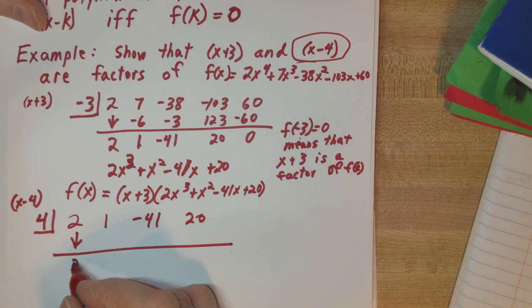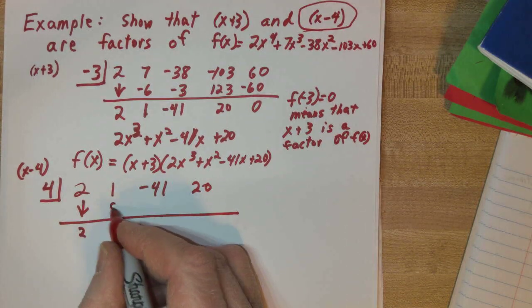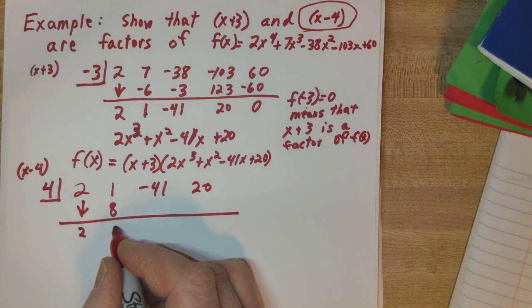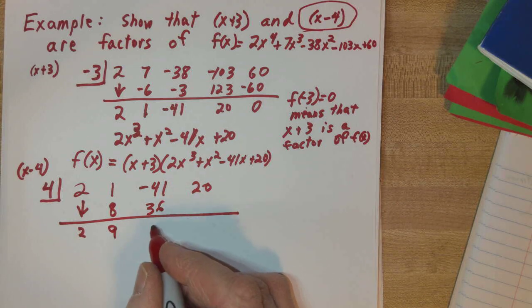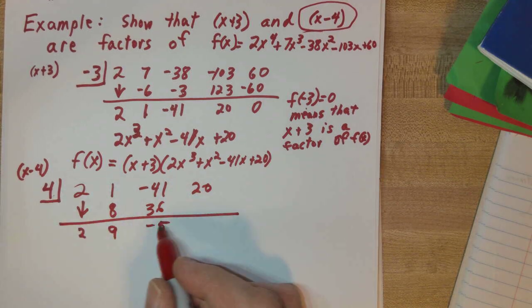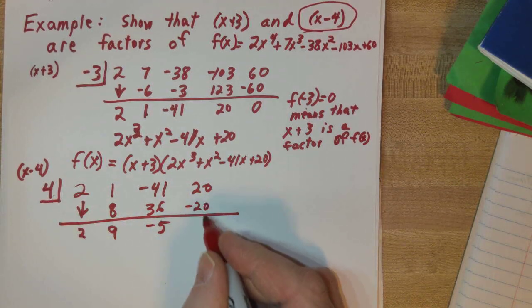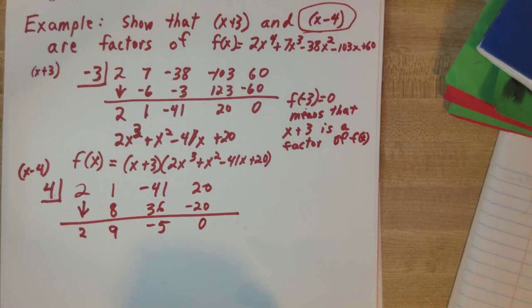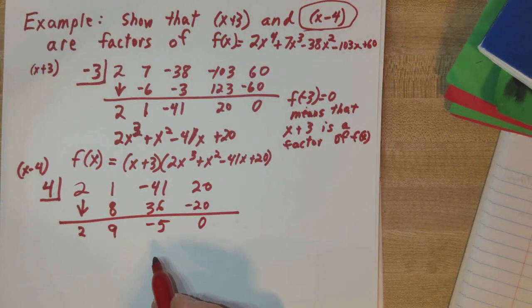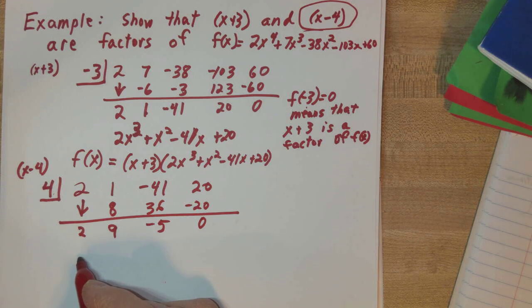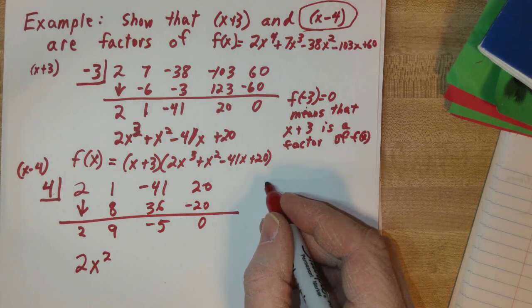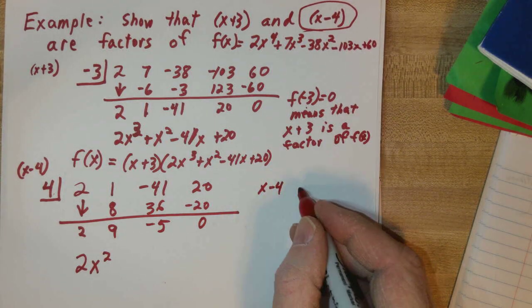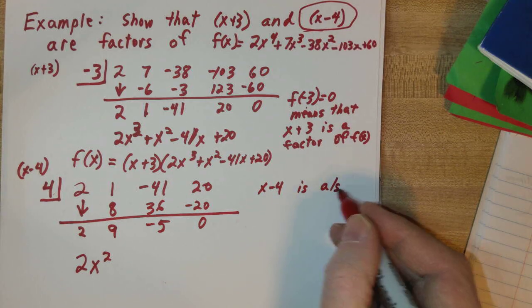Put the 2 down here. 4 times 2 is 8, and 1 make 9. 4 times 9 is 36. Negative 41 and 36 is negative 5. 4 times negative 5 is negative 20. That gives me 0. All right. So x minus 4 is also a factor.